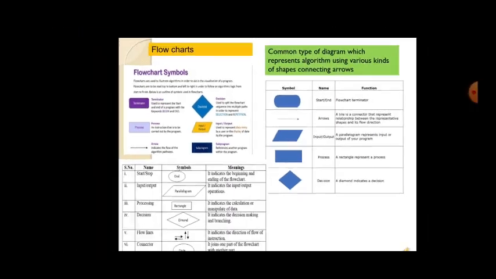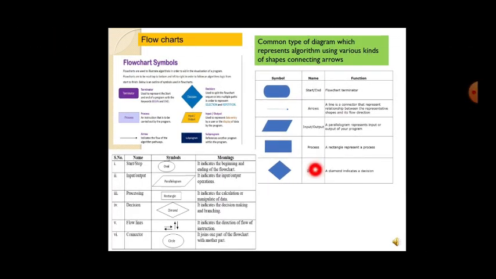So you can just see some of the symbols over here. Start stop comes in the oval shape. It indicates the beginning and the ending of the flow chart. Input output is a parallelogram, it indicates the input and output. Processing is a rectangle, it indicates the calculation. Decision comes in the diamond shape, it indicates the decision making. Flow lines come as arrows, and connector is a circle. It's a common type of diagram which represents the algorithm using various kinds of shapes and connecting arrows.